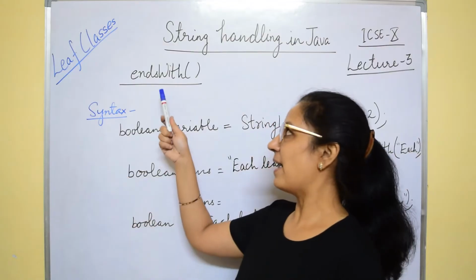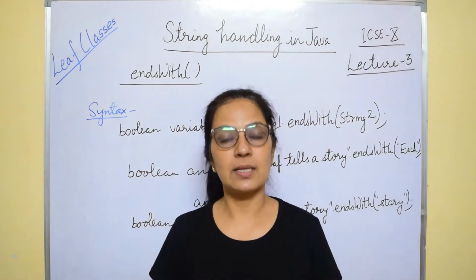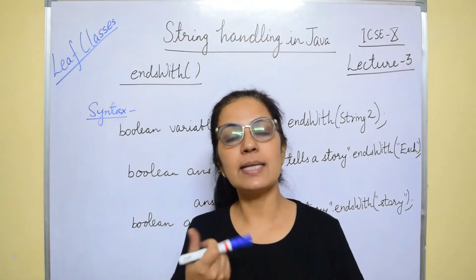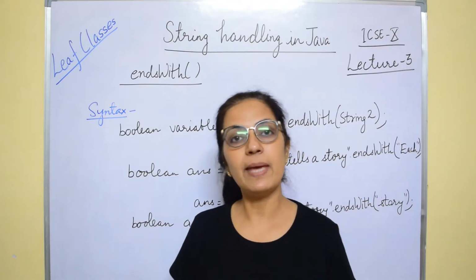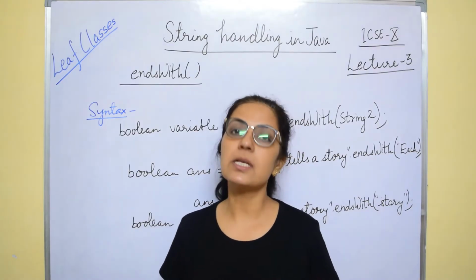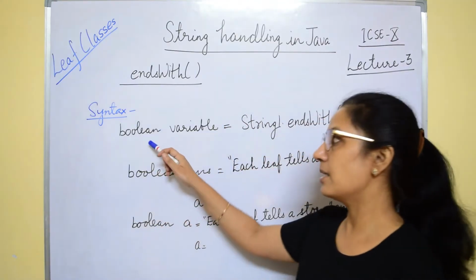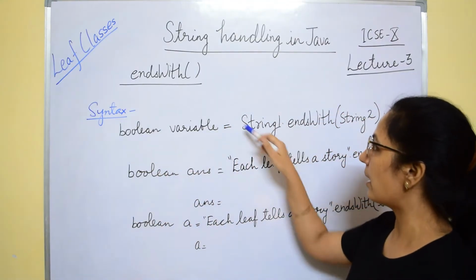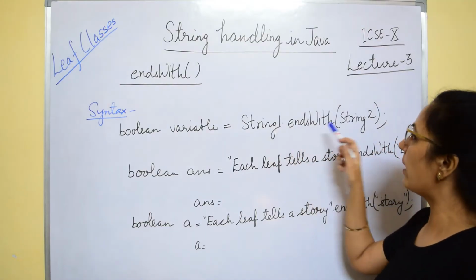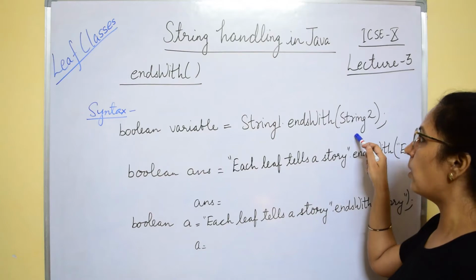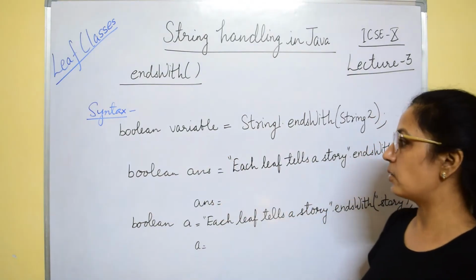The next function is the endsWith function. EndsWith checks whether the given string is ending with the specified string or not. So the answer will be either true or false. So the return type is boolean. The syntax says boolean variable equals string1.endsWith(string2). If string1 is ending with string2, then the return will be true, otherwise it will be false.